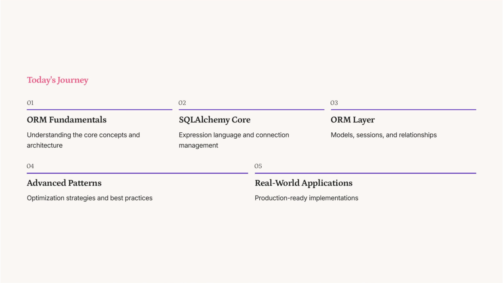Object relational mapping fundamentals are crucial for understanding how object relational mapping simplifies database interactions. It allows developers to work with database tables as Python objects, reducing the need for structured query language. This approach enhances code maintainability and reduces errors, forming the backbone of efficient database programming.